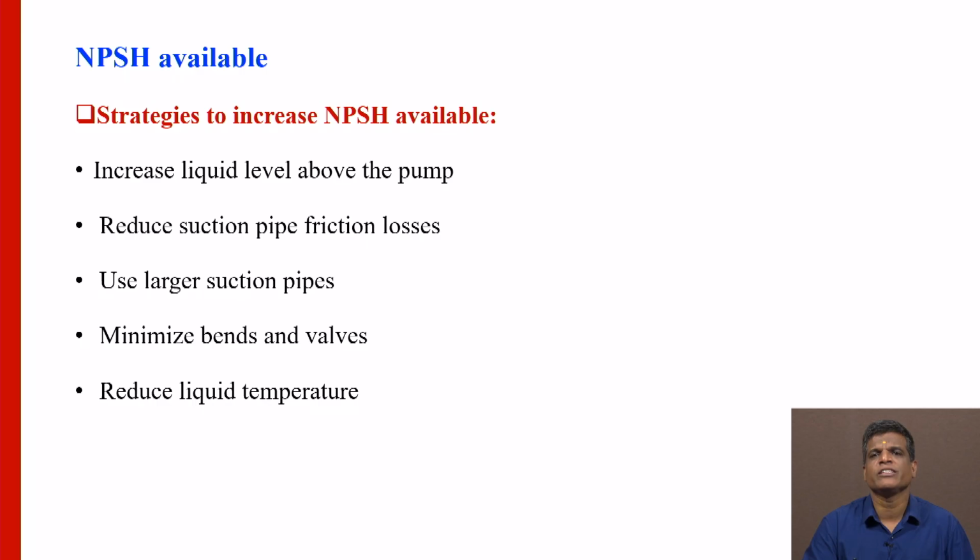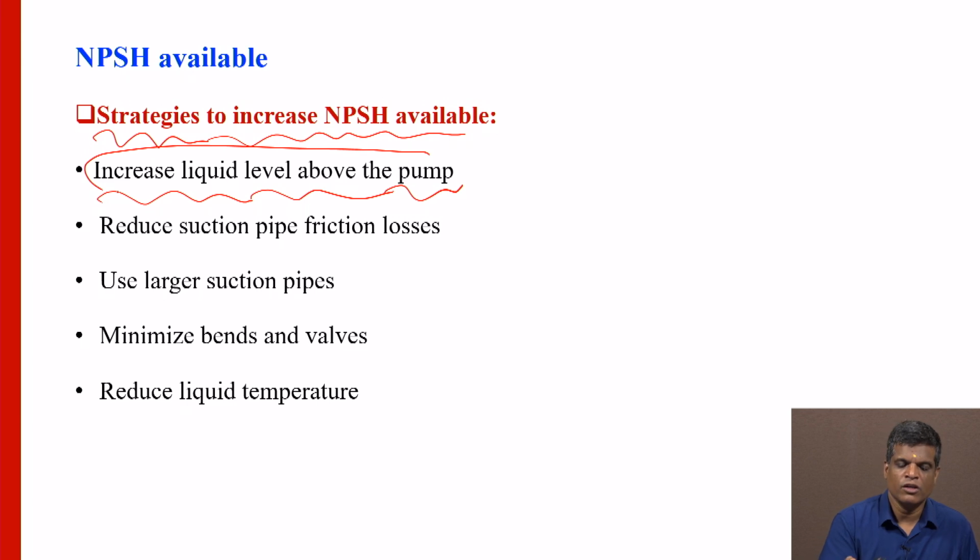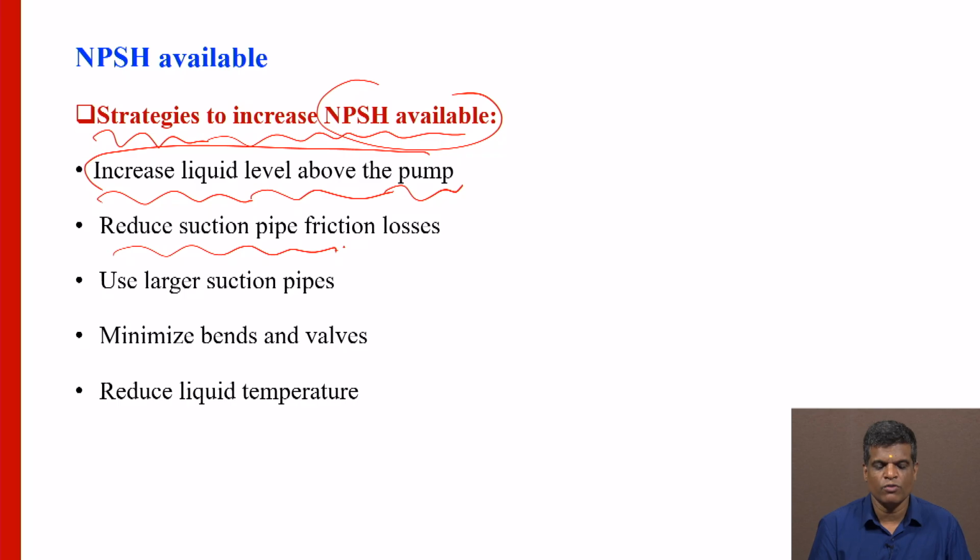Then what is the strategy to increase the NPSH available? How can we increase the net positive suction head available? Of course, we can increase the liquid level above the pump. Wherever the pump is installed, you can always increase the liquid level in such a way that we increase the NPSH available. The other point is to reduce the suction pipe friction losses. So, if you want to increase the NPSH, what do we have to do?